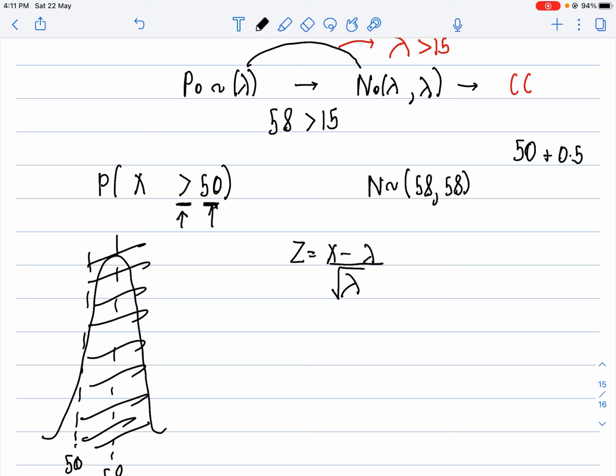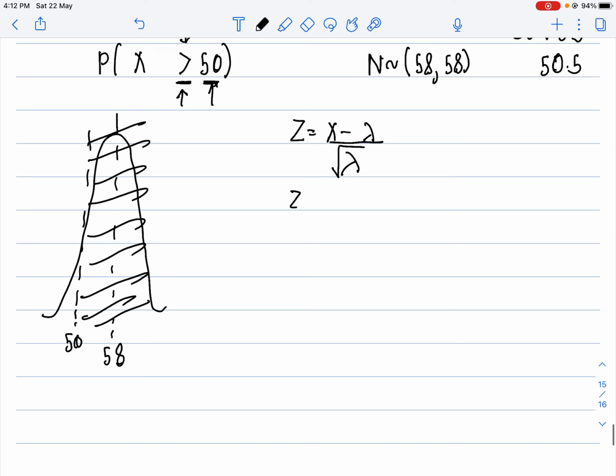The continuity correction is always 0.5. If it's less than, then it's minus 0.5. If it's less than or equal to, then it's plus 0.5. And if it's more than or equal to, it's minus 0.5. But here we simply have more than, so I'll do plus 0.5 to get 50.5.